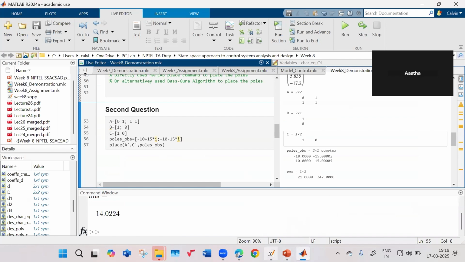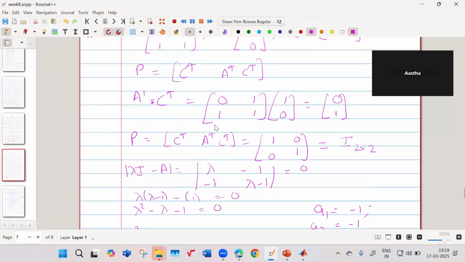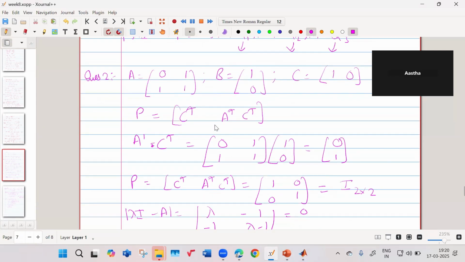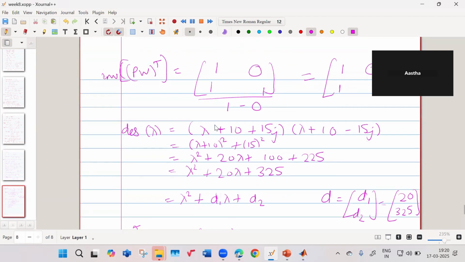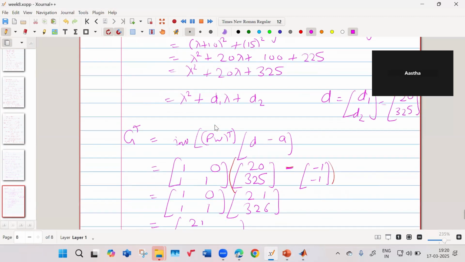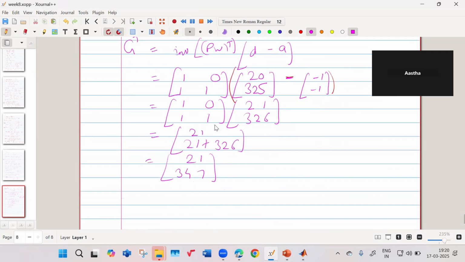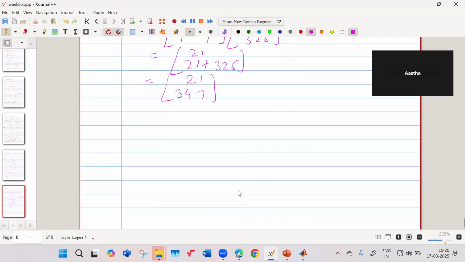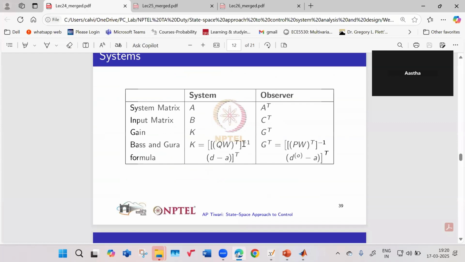We computed it using the Bass-Gura algorithm, and it took some time, maybe 3 or 4 minutes. But through MATLAB it was very instantaneous, but you cannot use MATLAB in your exam. So this is just for verification. I'm using MATLAB, right? So now let us go on to further topics.